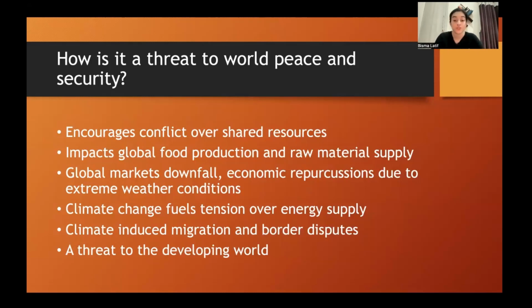Climate change fuels tension over energy supply. Warmer temperature increases the energy demand for cooling in summer. Climate-induced migration and border disputes. A simple example of this is Switzerland and Italy. The border between Switzerland and Italy is not a proper border, it is a glacial border. It means the border between them is made of glaciers. Now those glaciers are melting, so both of the states are claiming their territories. So that's a dispute and that's a threat to world peace.